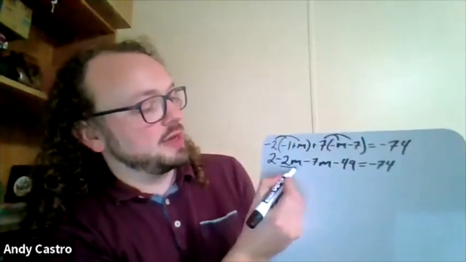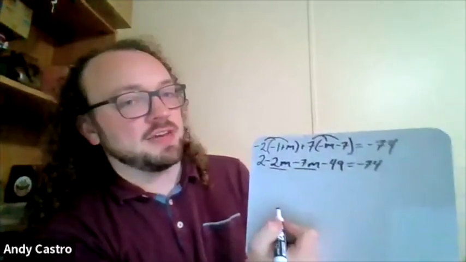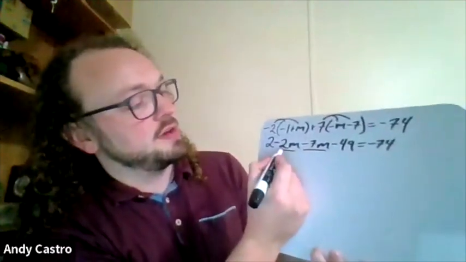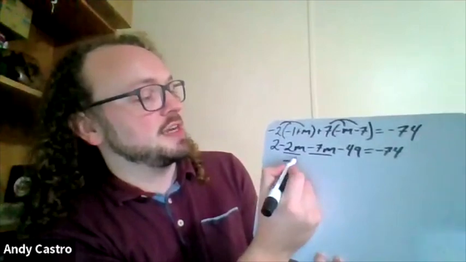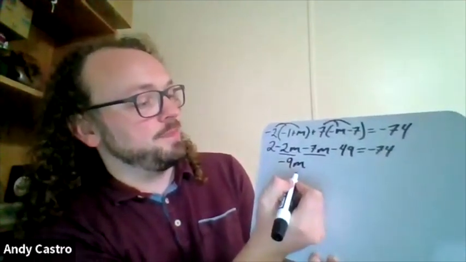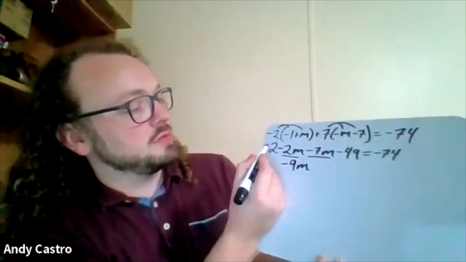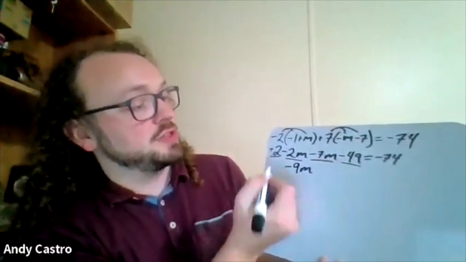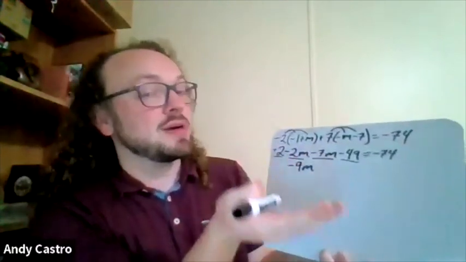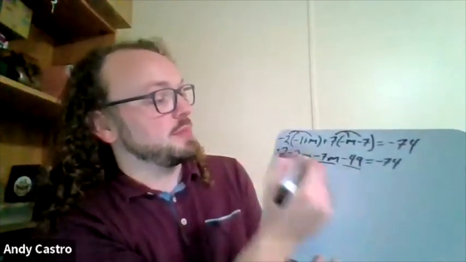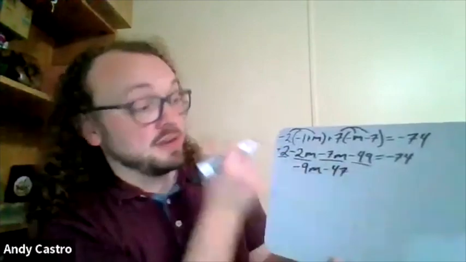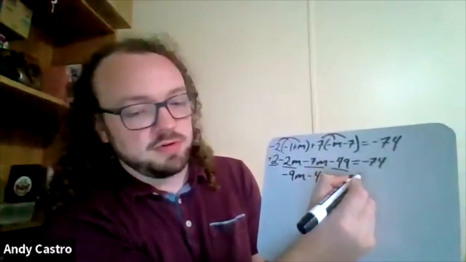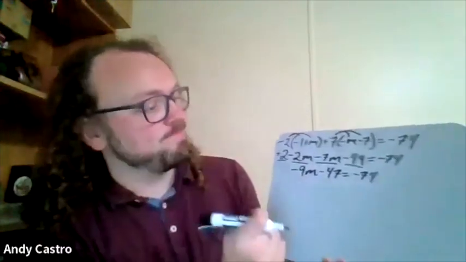I've got negative 2m minus 7m. We got two negatives adding together, which are going to make an even larger negative. And 2 plus 7 is 9. So this is negative 9m. And then I have a positive 2 and a negative 49. So negative 49 plus 2. I've got negative 49, but then I add 2 more. The number gets smaller. So that's 49 minus 2, negative 47. And then that is still equal to negative 74.